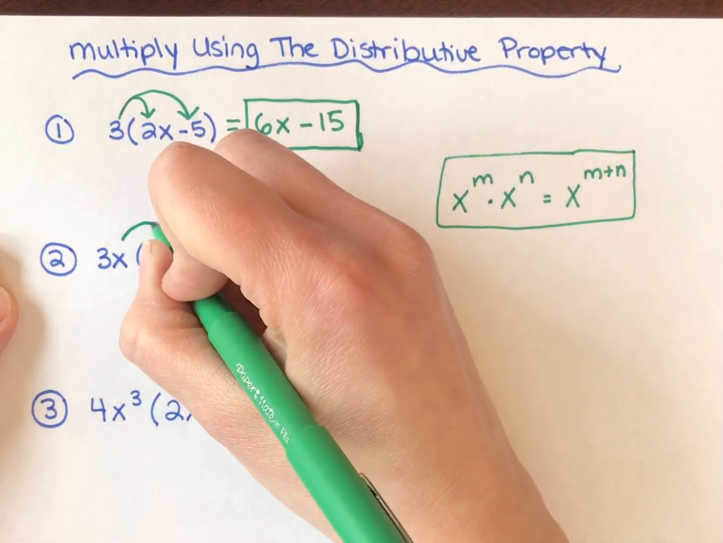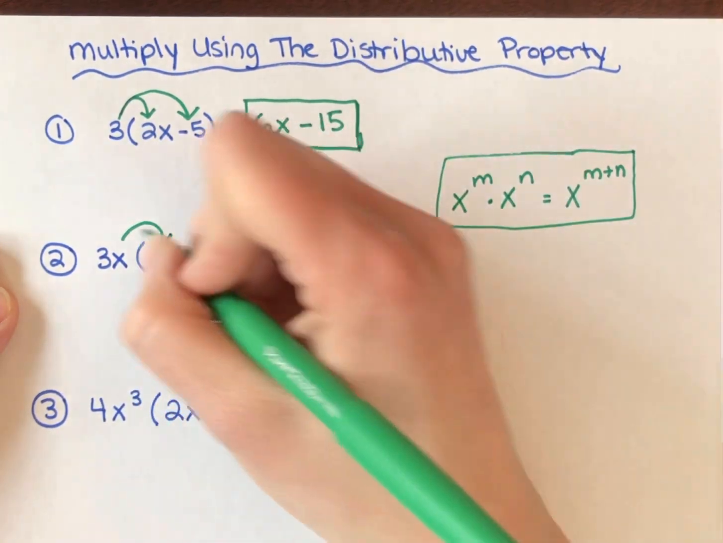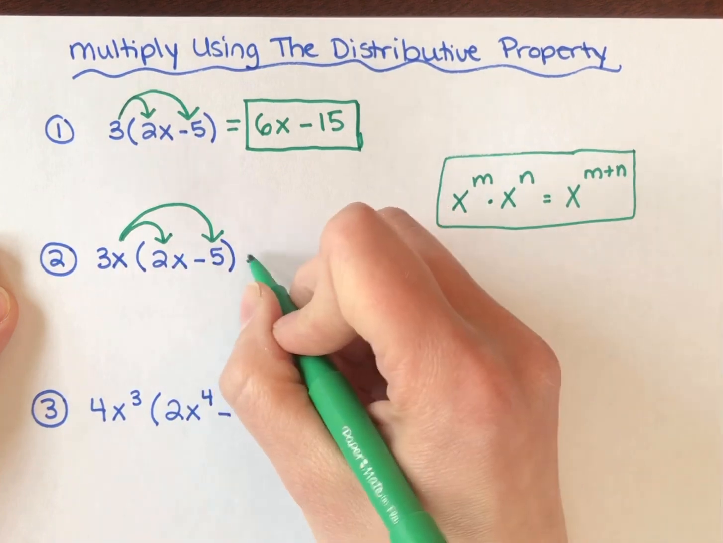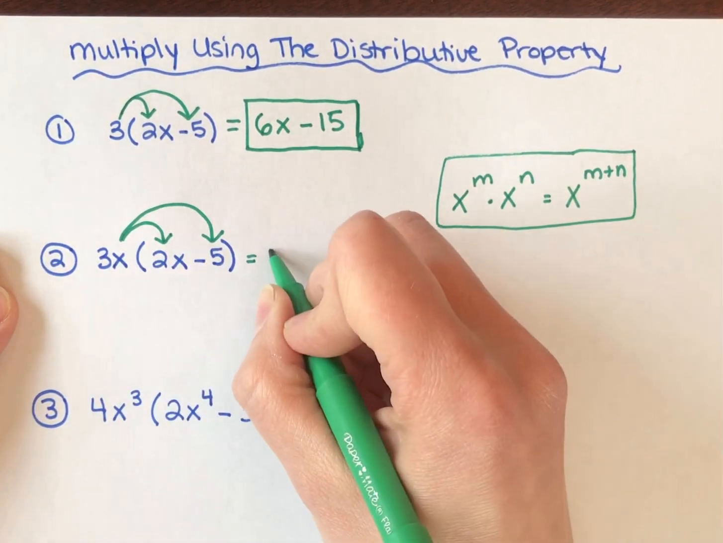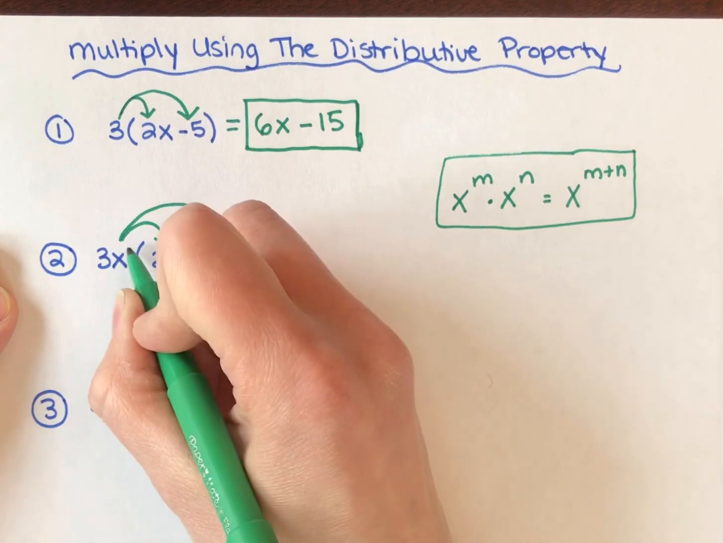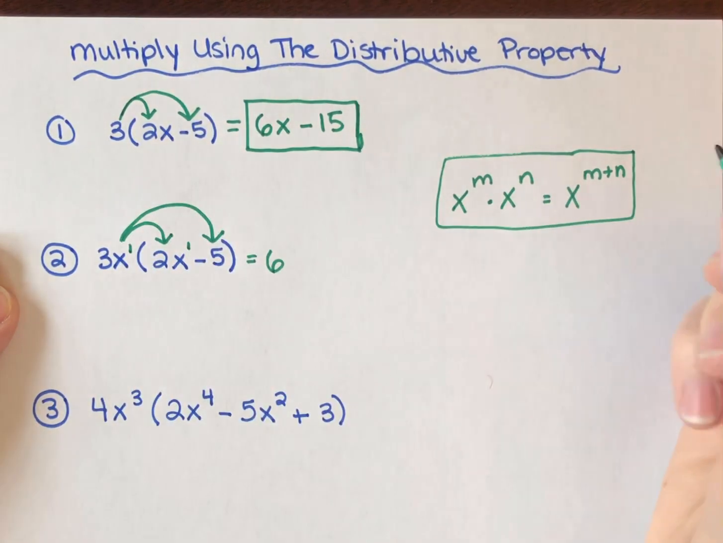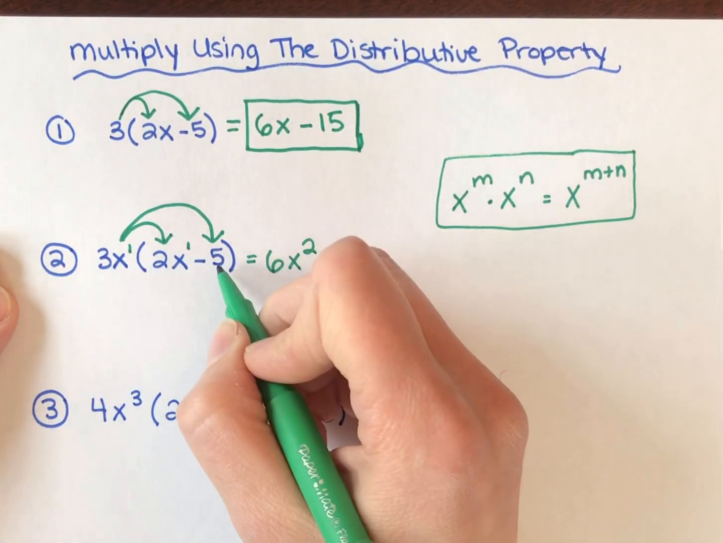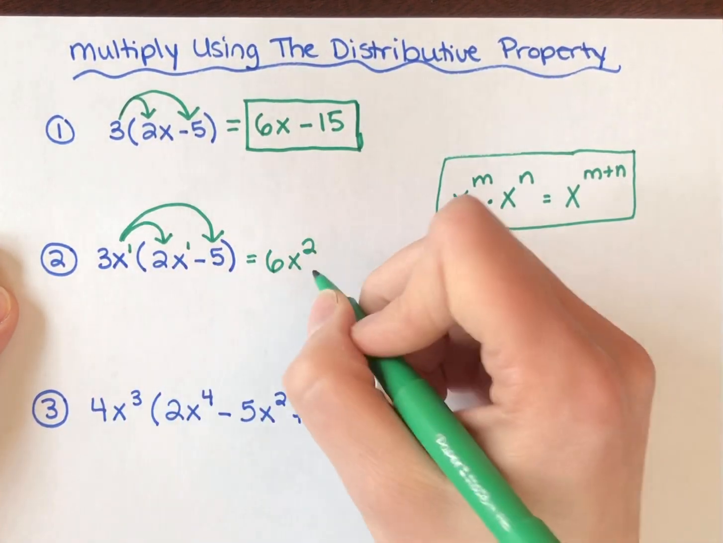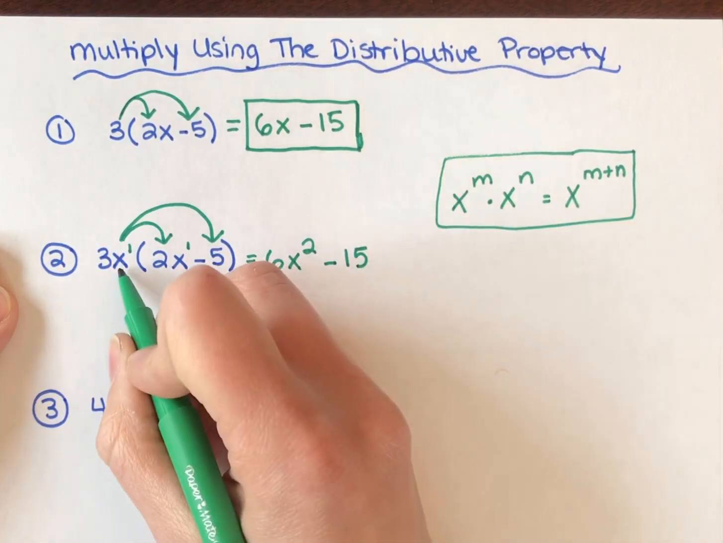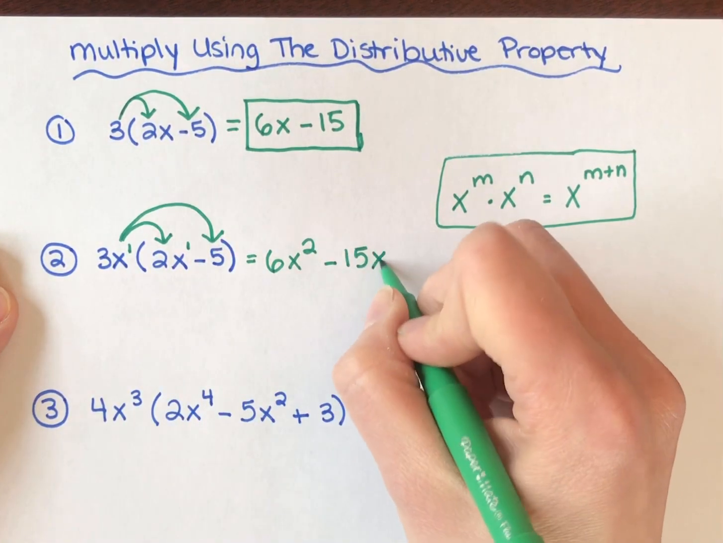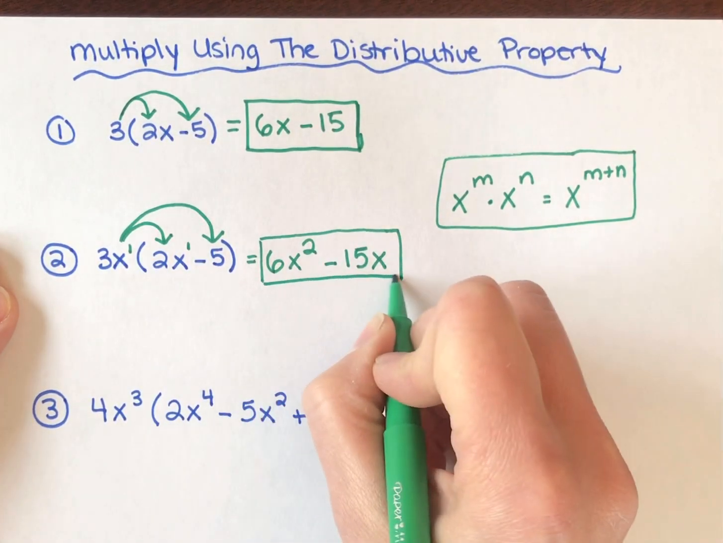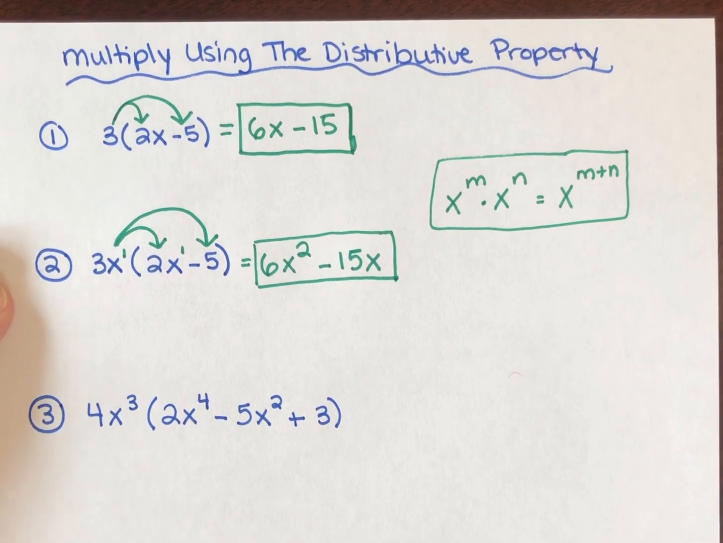So if I multiply 3x times 2x minus 5, I'm going to multiply 3x times 2x, which is going to give me 3 times 2, which is 6, x times x. Remember, that's really an x to the first and an x to the first, so 1 plus 1 is 2. 3x times minus 5, well, 3 times minus 5 is negative 15. X times, there is no variable here, so my x just comes with it. So my final answer becomes 6x to the second minus 15x.